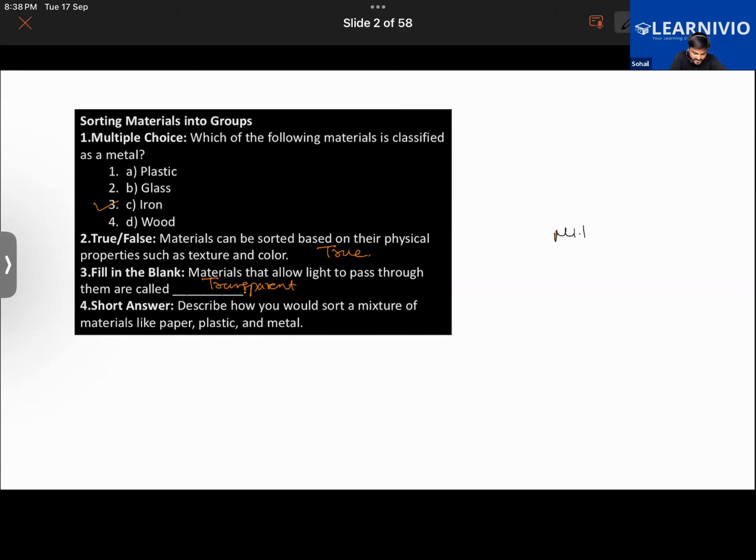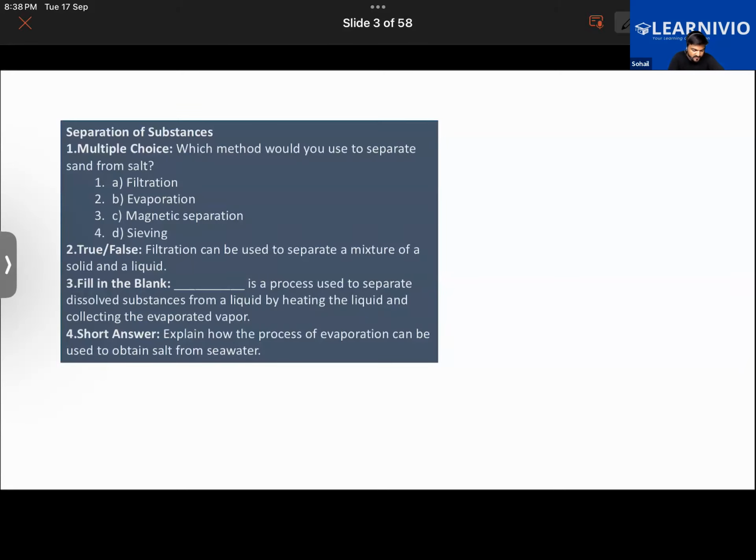But see, if you were to be provided with this question, you have a mixture of sand and iron. Sand and iron. You can do it as magnetic separation because iron is a good magnetic object. It gets attracted to a magnet.